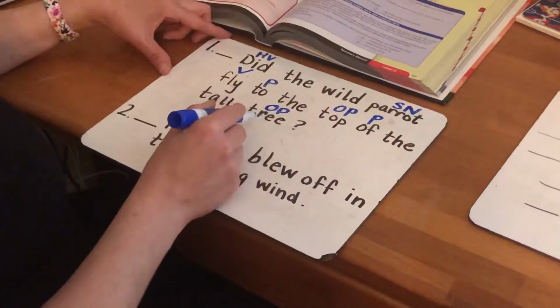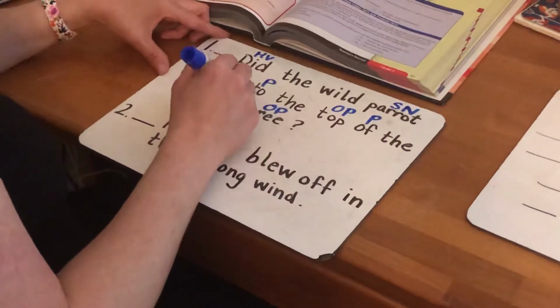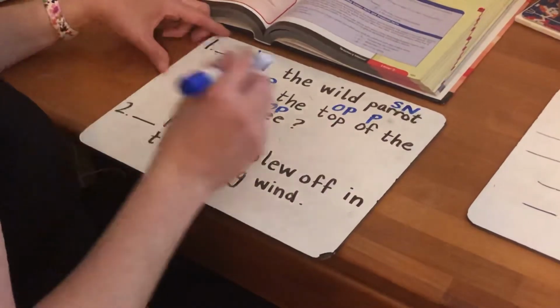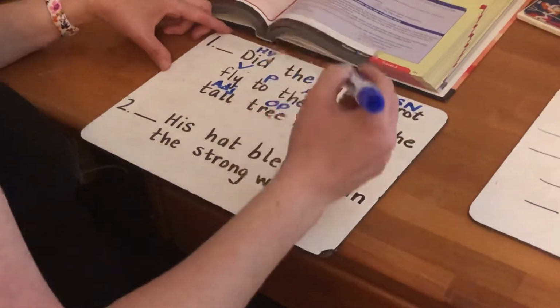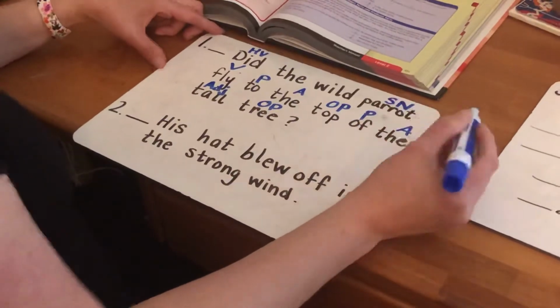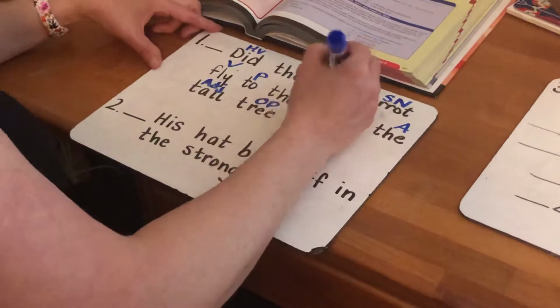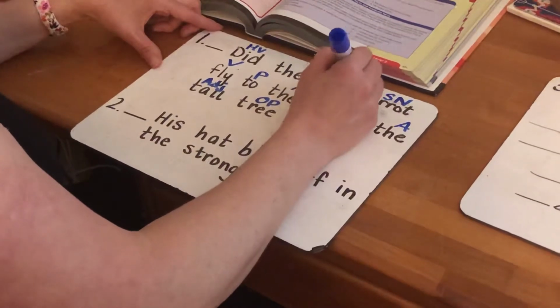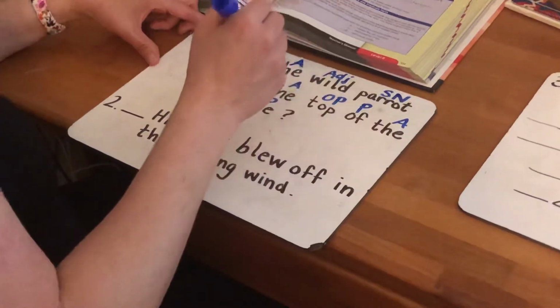What kind of tree was it? Tall. Adjective. The article adjective a. Let's go back to the parrot. What kind of parrot is he? He's wild. Adjective. And then the article adjective a.